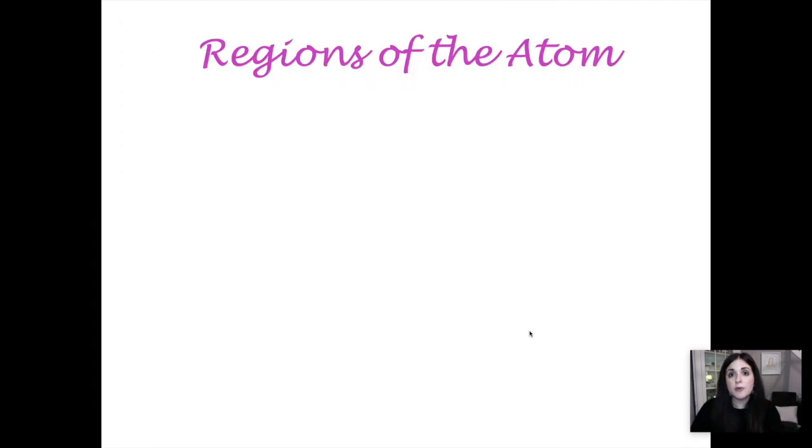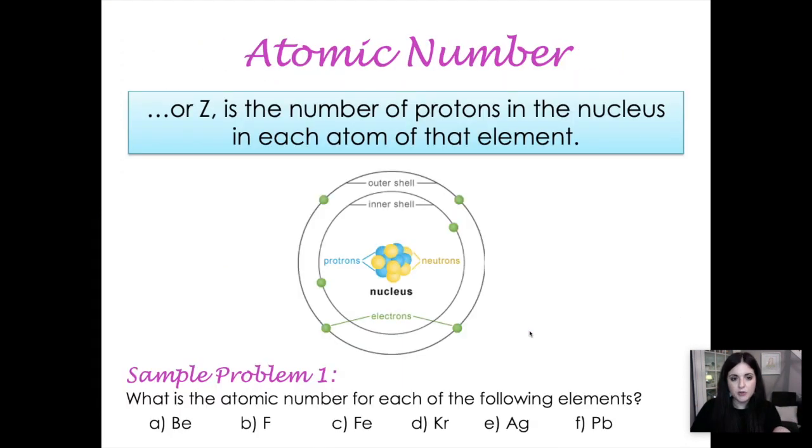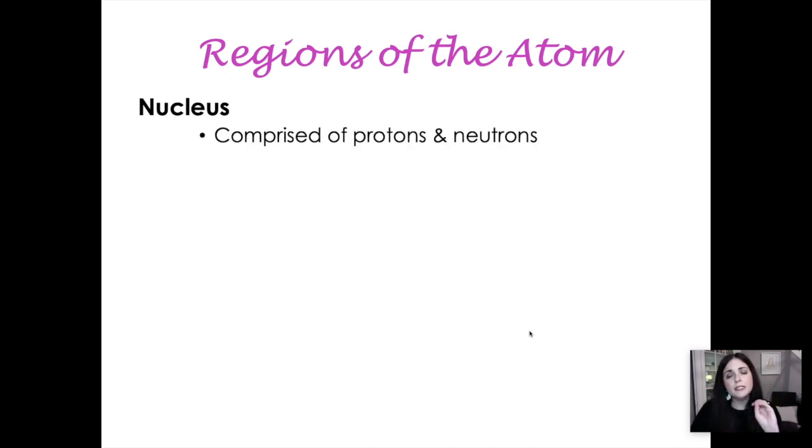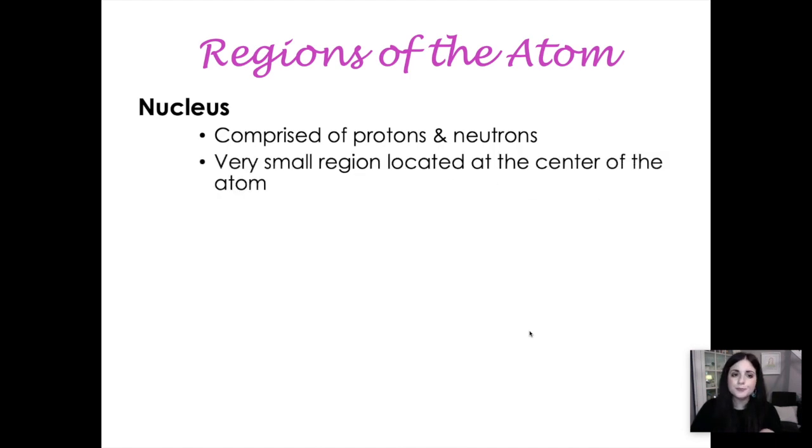Let's also talk about the regions of the atom, going off of this picture right here. We just talked about protons, and protons are housed in the nucleus of an atom. The nucleus contains your protons and neutrons. Neutrons are another type of particle that have no charge. They have a mass that's very similar to the proton, but they have no charge.